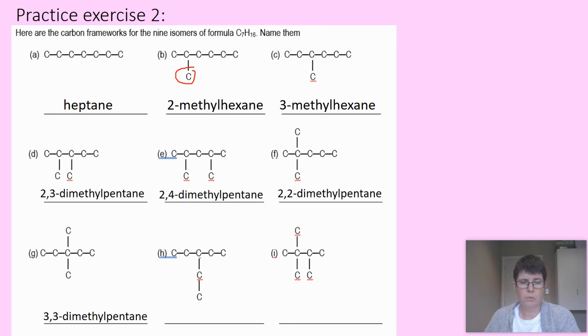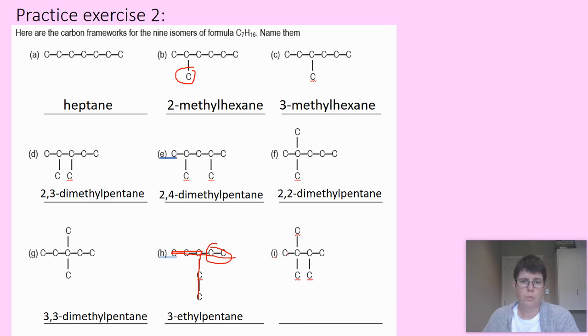Okay, so this is still pentane. The longest chain is 5, even if you go around the corner here. 1, 2, 3, 4, 5. 5 is the longest, so it's pentane, but it's got an ethyl group. So it is 3-ethylpentane.